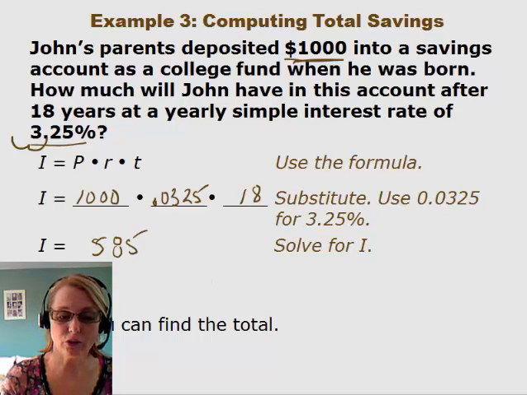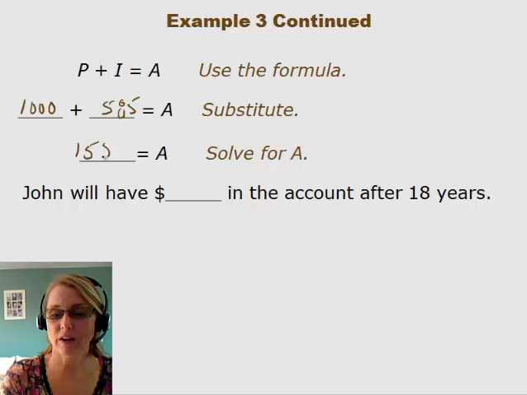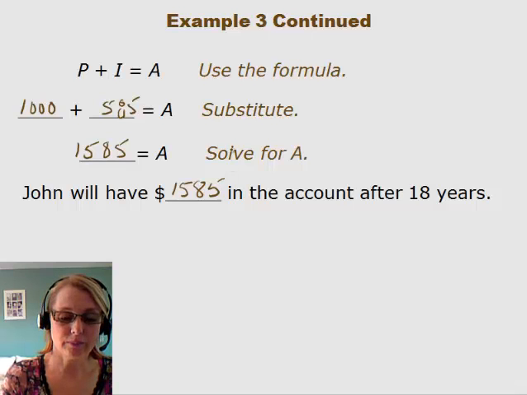So now we can find the total. Remember, our interest is $585. So we're going to take our principal, which was $1,000, plus our $585, which was our interest, to find our total. So our total is $1,585. And that's how much he will have in 18 years.